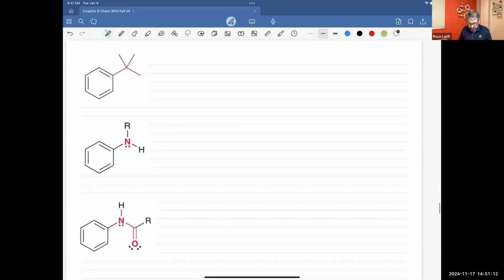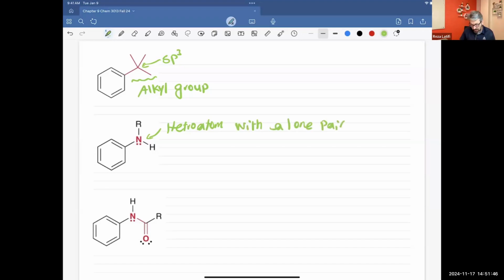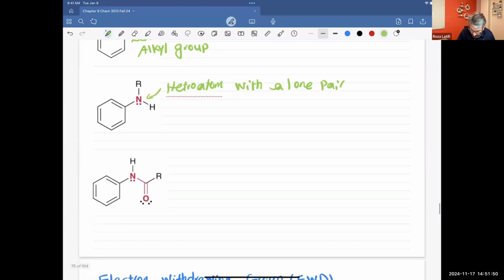I have 3 substituents, and I want to order them based on their strength. The first one is just simply an alkyl group. We have carbon with sp3 hybridization, 4 carbons with sp3 hybridization. Next one, we have a heteroatom with a lone pair. And the last one, yes, again, we have a lone pair, but we have this group attached to it. And that group has a carbon. That carbon has sp2 hybridization.